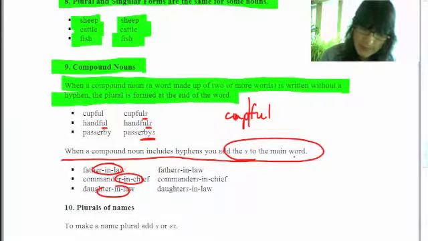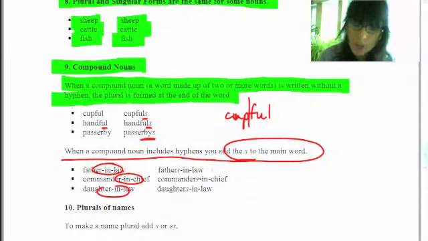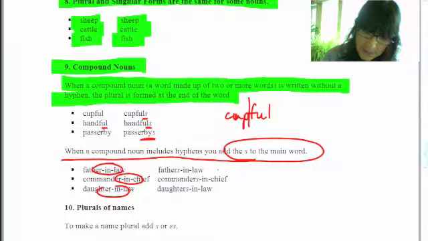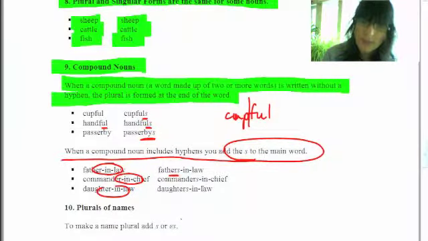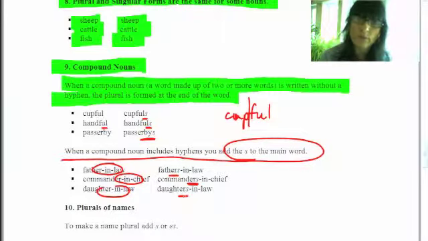So in this case, it's your father-in-law. So you don't put father-in-laws. The S goes on the main word, which is fathers-in-law. There's one commander-in-chief or commanders. If there's more than one, they are the commanders-in-chief. And daughter-in-law, which is always hyphenated, becomes daughters-in-law. So you have more than one daughter-in-law. These are my daughters-in-law. Okay? So it goes on the main word.